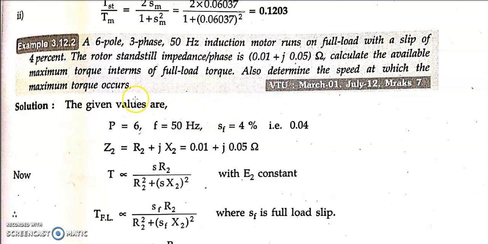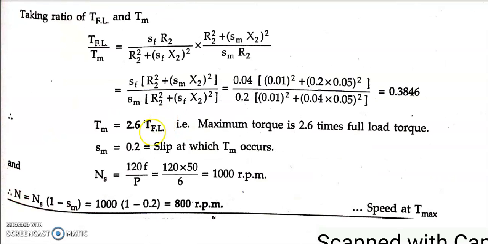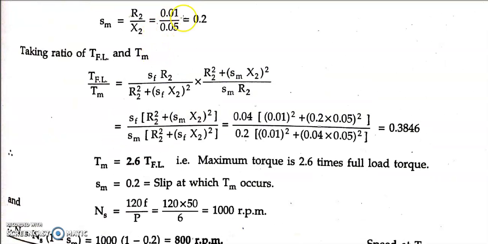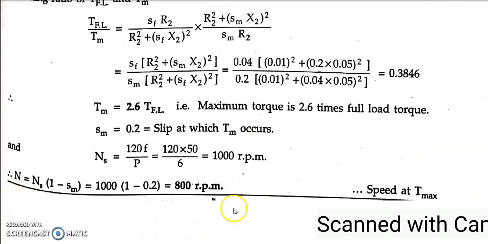Precisely for maximum torque, I will write S_m equal to Ns minus N_m whole divided by Ns, right? Maximum slip is already known here, which is 0.2, and Ns can be calculated by the formula. Once you know Ns and S_m, you can calculate N_m. N_m, the speed attained by the motor at maximum torque, is 800 rpm.